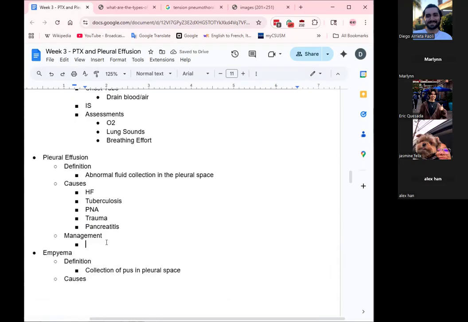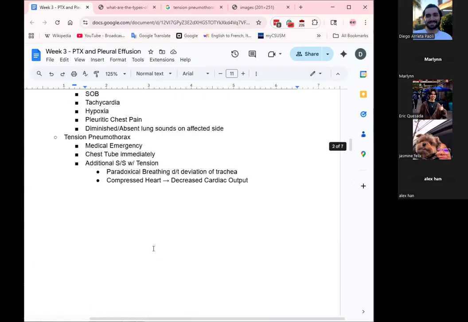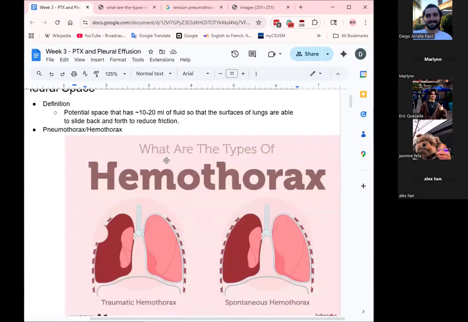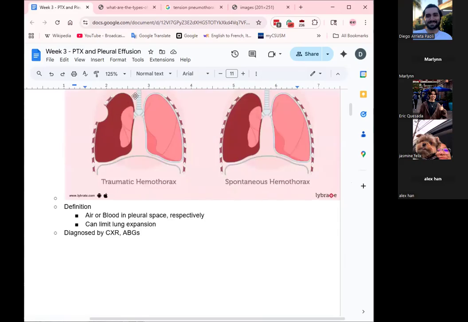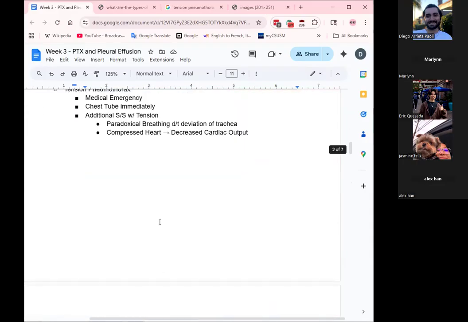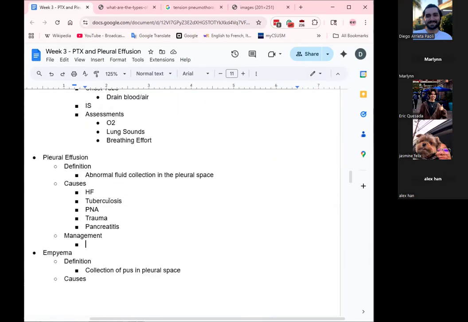And the management for this, does anyone know the management for getting the fluid directly out of the pleural space? As opposed to here, where the amount of fluid is so extensive that it is putting pressure on the lung. This one's just additional fluid there, but not enough to cause this compression.